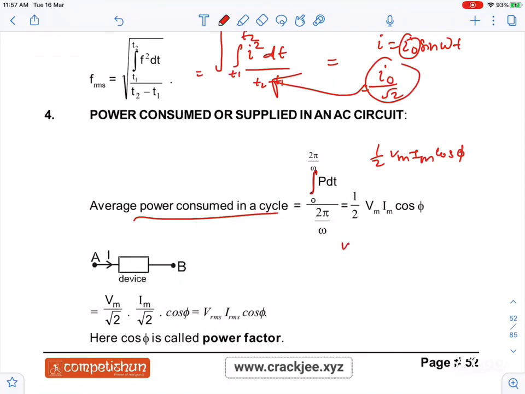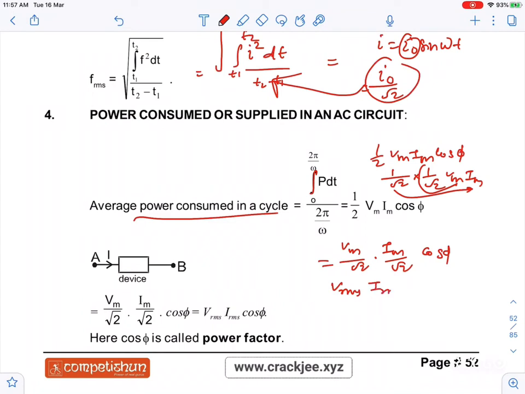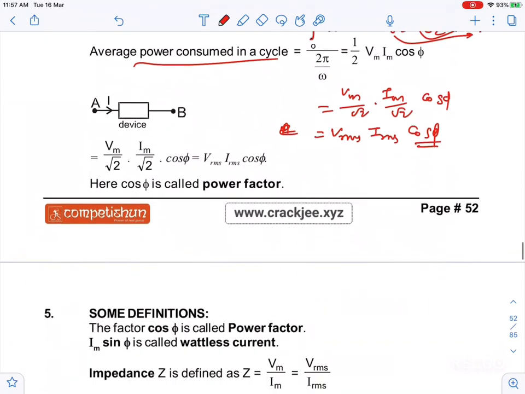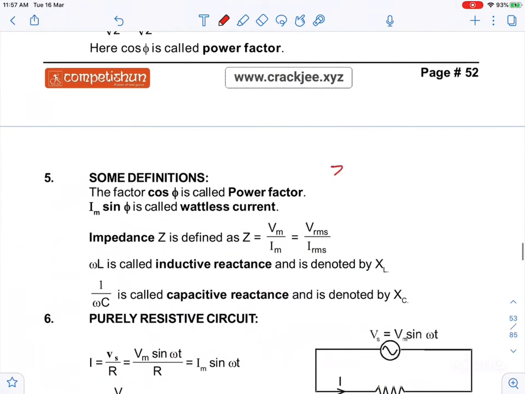So you can also write this in terms of RMS. How will you write? Vm by root 2, Im by root 2, into cos phi. Why? Because I have written 1 by 2 as 1 by root 2 into 1 by root 2, and Vm Im. So I have written this formula as V RMS I RMS cos phi. This is the value of average power consumed. So this cos phi is power factor, guys. You should keep in mind this cos phi is power factor.